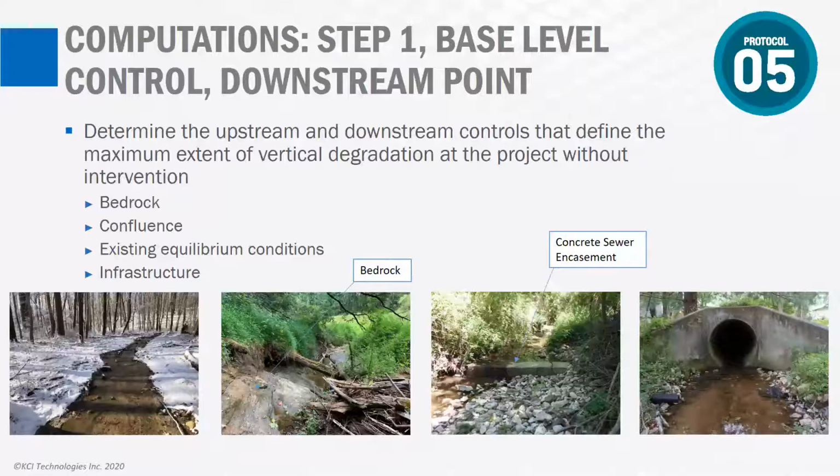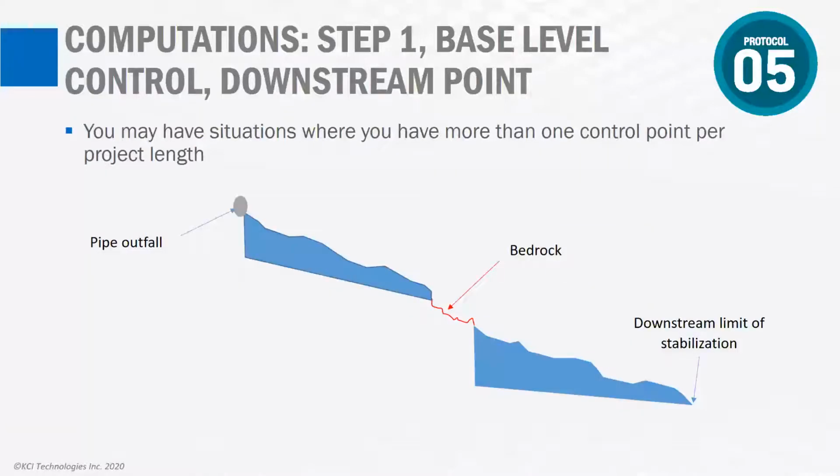You would start with the downstream control point and then do your upstream control point. For your downstream control point, you may have situations where you have more than one control point per project length. In this case, there are 2 downstream control points. The most downstream represents the end of the restoration, and the second is at the upstream extent of the bedrock that's in the middle of the project. So the bedrock is acting as a grade control and is not subject to erode.